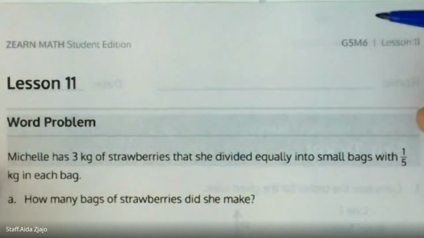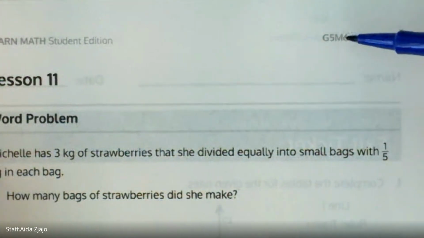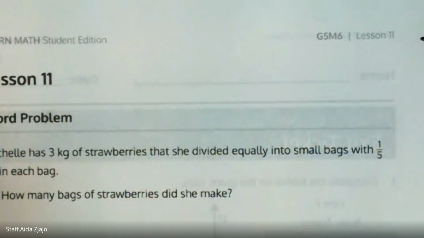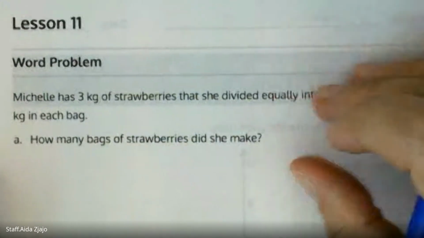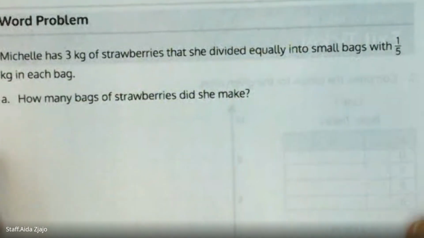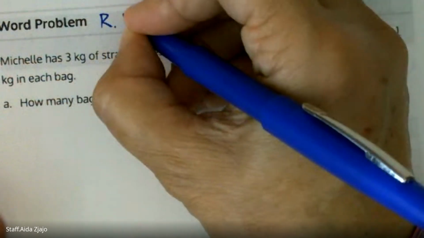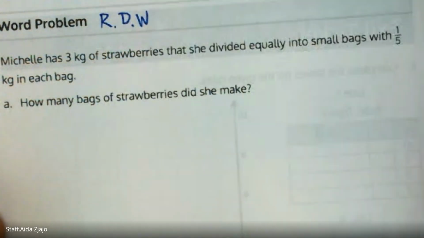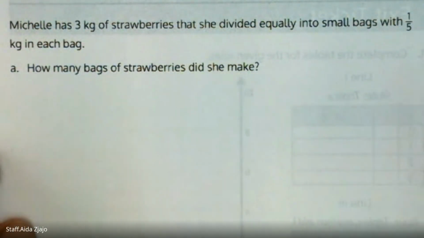Okay, we're talking about lesson 11 word problem, grade 5, mission 6, lesson 11. It's a student edition word problem. Okay, we're going to use the strategy Read, Draw, and Write. First thing, we're going to read the question.